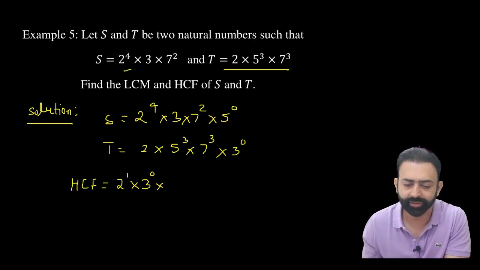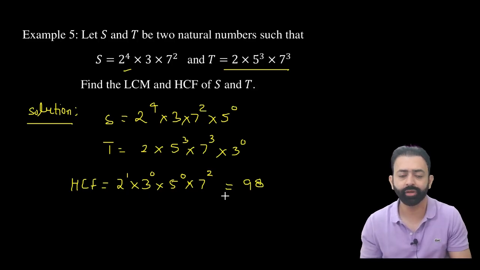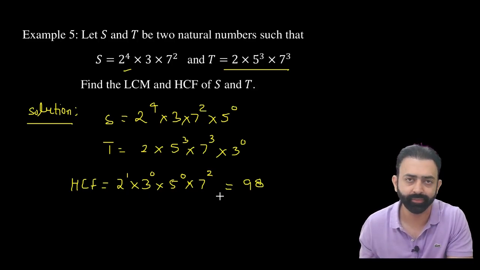And then the next common prime factor is 5. Again, we take the least exponent, 5 raised to power 0. And the last prime factor is 7. Out of 7 cube and 7 square, we will just take 7 square. Right? So here we have 7 square is 49, into 2 is 98. So the HCF of the given two numbers is 98.